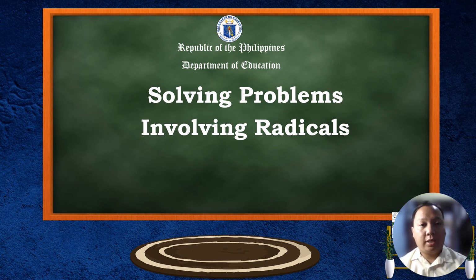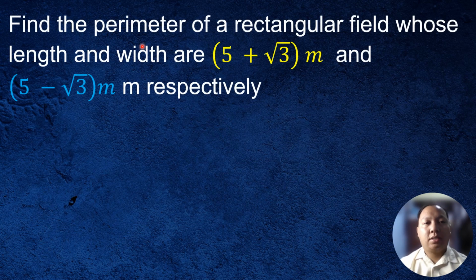Now, let's proceed to solving problems involving radicals. So, the topic in the next slides is all problem solving. So, let's start. First is the perimeter of a rectangular field problem.